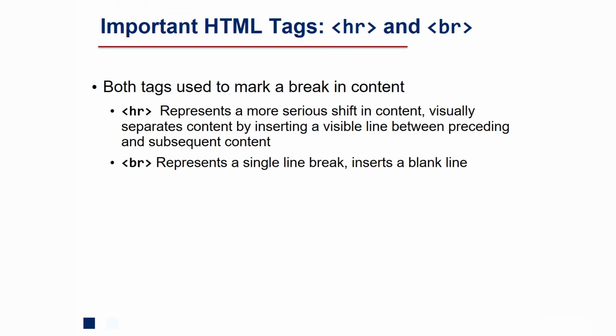Previously, I showed the example where we had line breaks and empty lines in our HTML content, but the browser ignored that and rendered it all as one line. But if we want to tell the browser, please put a new line here, or put even a horizontal line here, we can use the HR and BR tags. The HR tag is to indicate that there's some serious shift in the content. We're separating different parts of the content, and that'll render a horizontal line. The BR tag would be a line break where we want to make sure that there's just some white space between the different parts of the content.